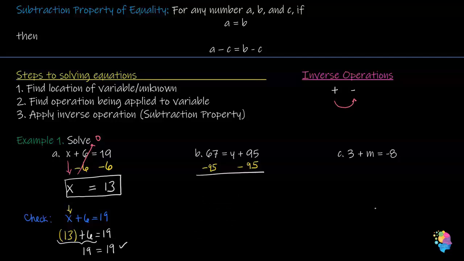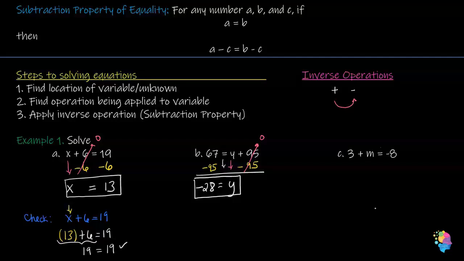Well, then 67 minus 95 is equal to negative 28. Don't lose the equal sign. Bring down the variable. And 95 minus 95 will add up to 0, making negative 28 the solution for this equation.